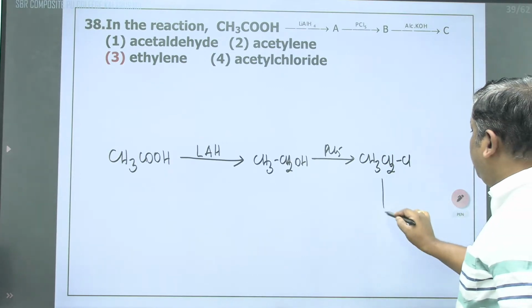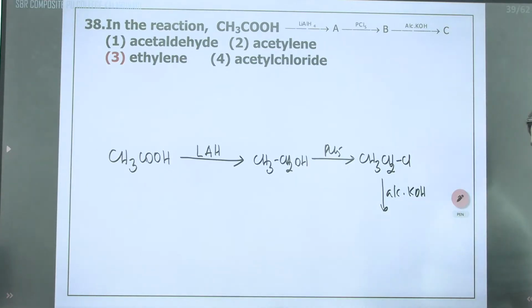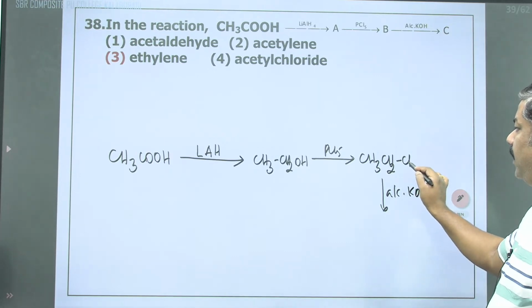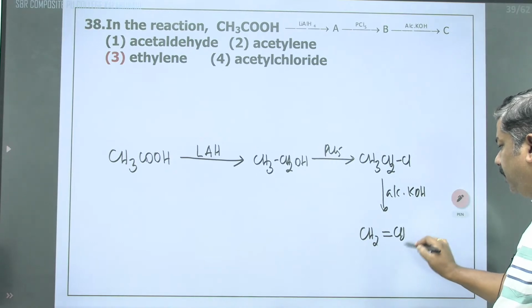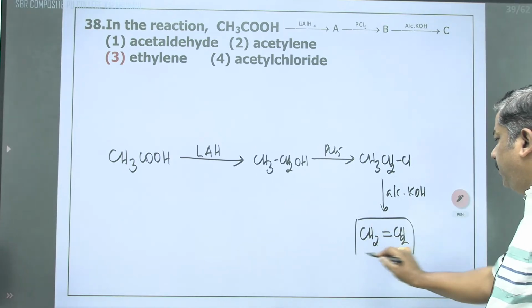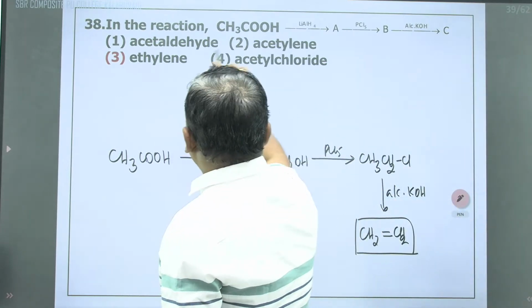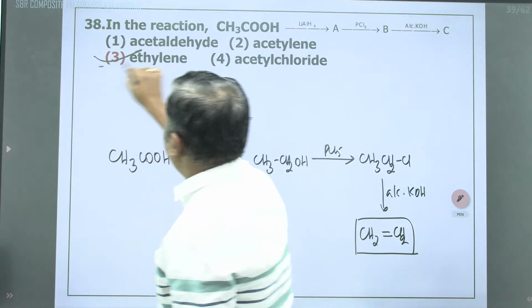Ethyl chloride is then treated with alcoholic KOH. What is the role of alcoholic KOH? It acts as a good dehydrohalogenating agent. Removal of halogen and hydrogen takes place. When hydrogen and halogen get removed, the final product is an alkene compound. The options are ethene, acetaldehyde, acetylene, ethylene, and acetyl chloride. The correct option is ethylene.